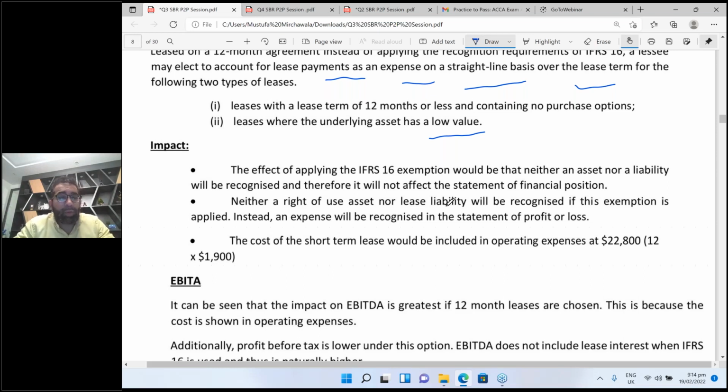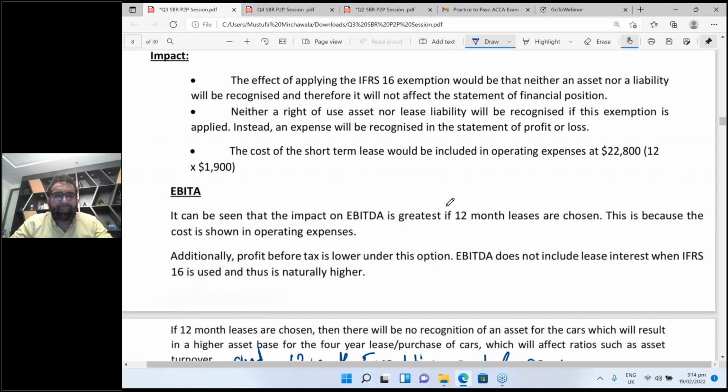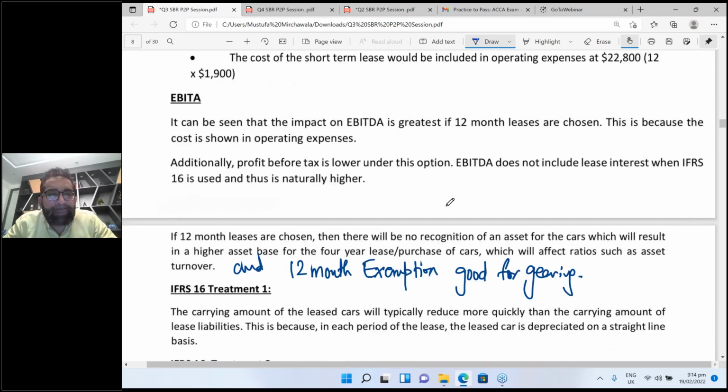Now, hope you remember the requirement. I first read the requirement. Remember, first of all I started the question with the requirement. My respected students, hope you remember the examiner asked the impact of these three on EBITDA. This is a typing mistake; the spelling in the heading is wrong, it's EBITDA. Now it can be seen that the impact on EBITDA is greatest if 12 months leases are the third option.